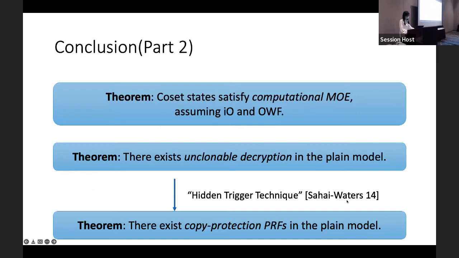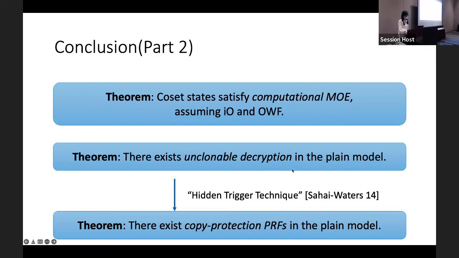So now we can summarize our second part. We conclude that Coset states satisfy this strong computational MoE property using IO and one-way function. And therefore, we can get unclonable decryption in the plain model, that is without oracles. And furthermore, something we don't have time to get into in more detail is that from the unclonable decryption, we can further build copy protection for PRFs. And this transformation requires some classical IO trick called hidden trigger. It's also a non-trivial transformation.